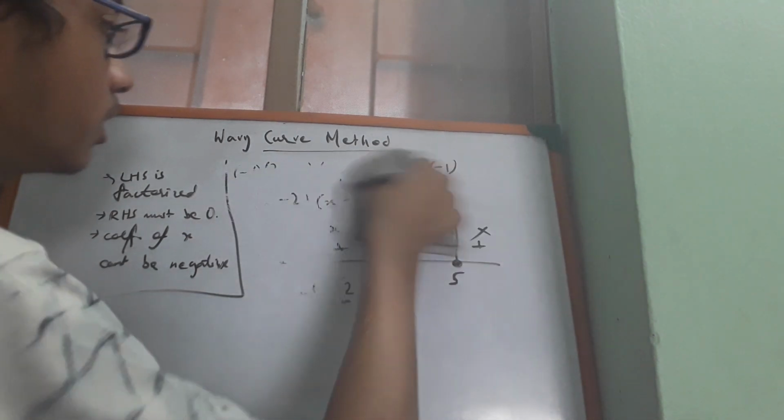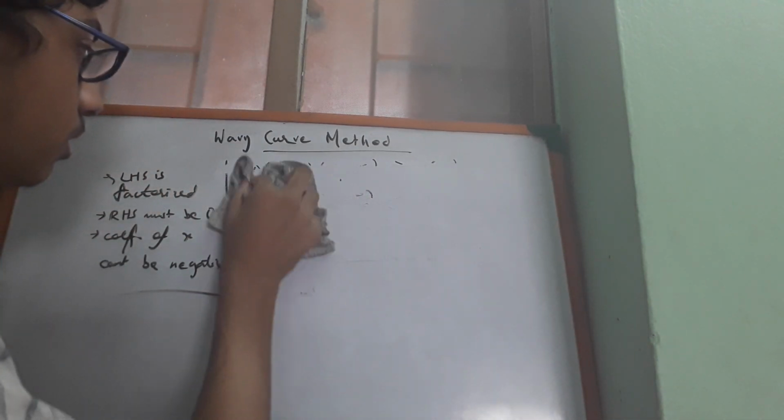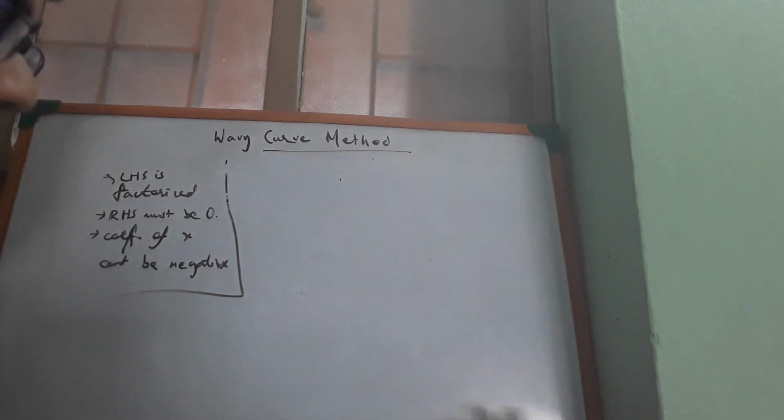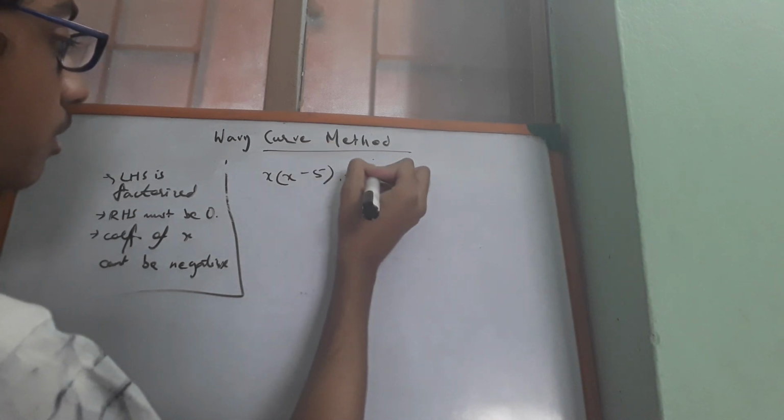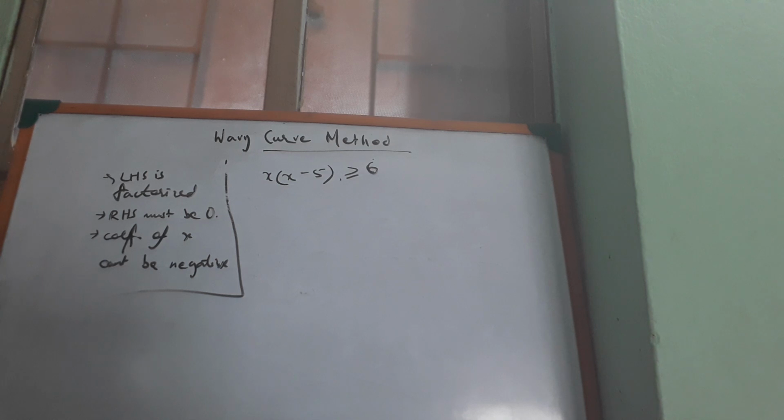Okay, let's move on. Let's move on to a bit more complex problem, when the RHS is not 0. x times x minus 5 greater than or equal to 6. See, RHS is not 0, RHS is 6.